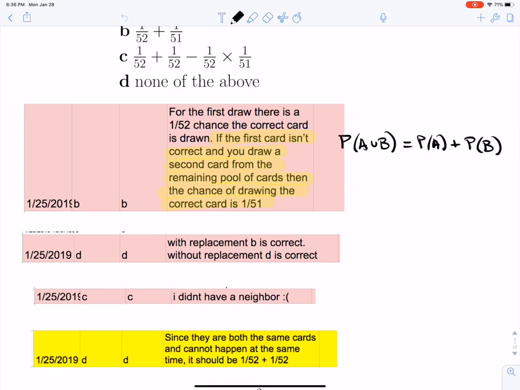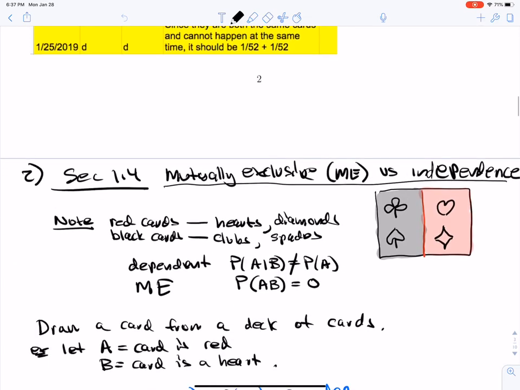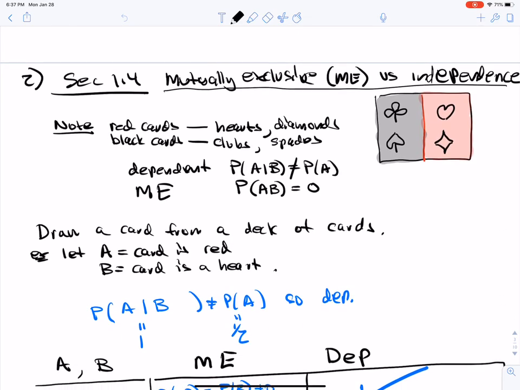The correct answer would be D, since they're both the same cards and can't happen at the same time. It should be 1/52 plus 1/52. We spent a bit of time looking at variations of mutually exclusive and independent events. Just remember that red cards are hearts and diamonds, black cards are clubs and spades. We say that two events are dependent if the conditional probability is not the same as the unconditional probability, and mutually exclusive if the probability of the intersection is 0.